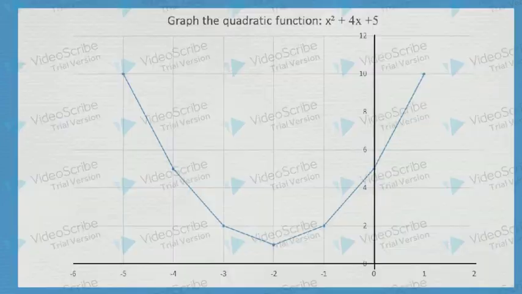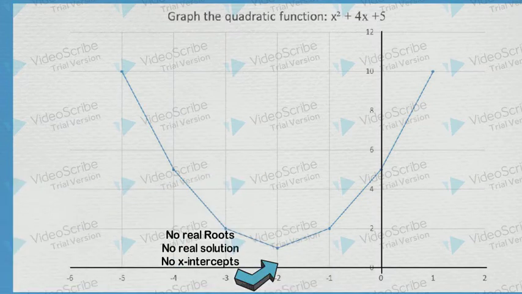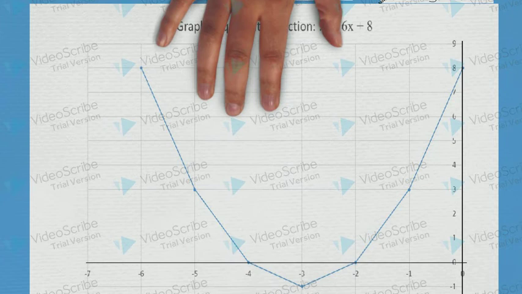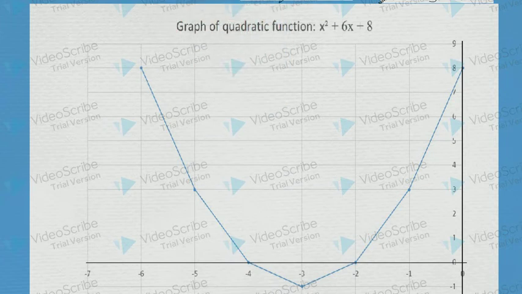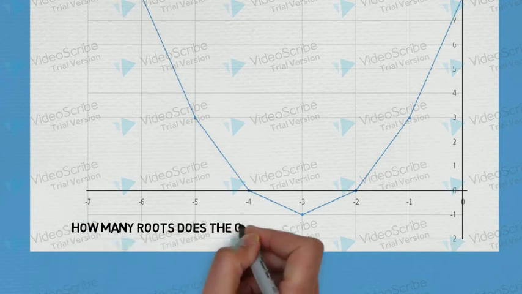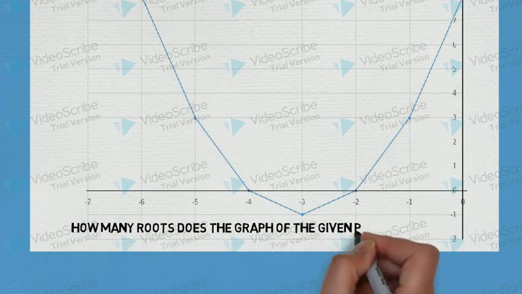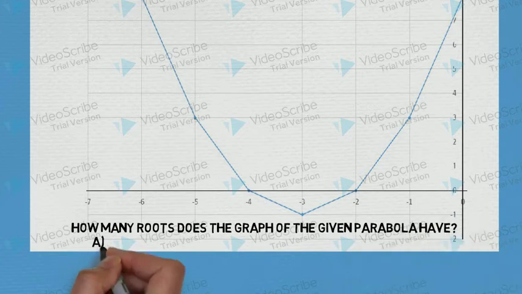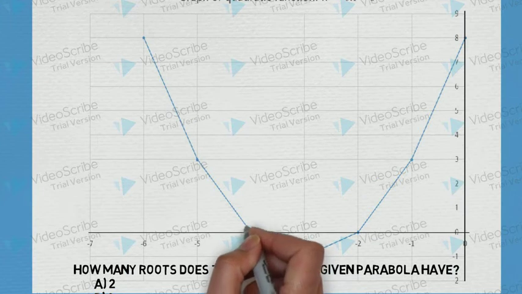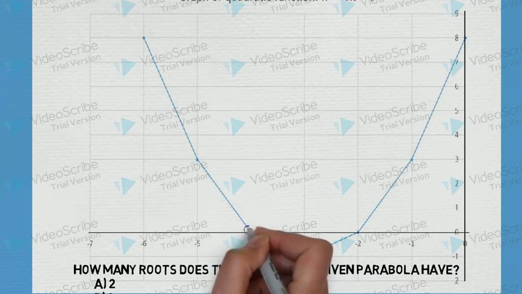Let's try identifying some roots graphically before learning algebraically how to do so. Here we have the graph of x squared plus 6x plus 8. How many roots does the graph of the given parabola have? 2, 1, or 0 roots? Remember, graphically we see the roots by where the graph crosses the x-axis. We need to look for where the graph crosses the x-axis.